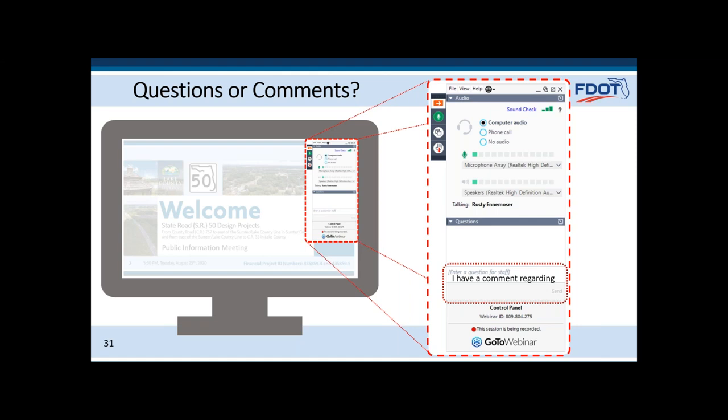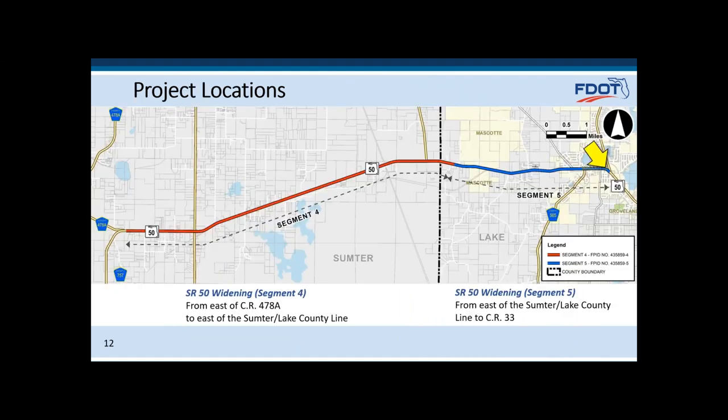For the next question, where does segment 3 end and 4 start? Does this webinar have anything to do with segment 3? The webinar doesn't have anything to do with segment 3. That project is funded, and they had their own meetings. This map that she has pulled up right now does show the beginning of the segment. It's east of County Road 478A. It's probably about 1,000 feet east of there.